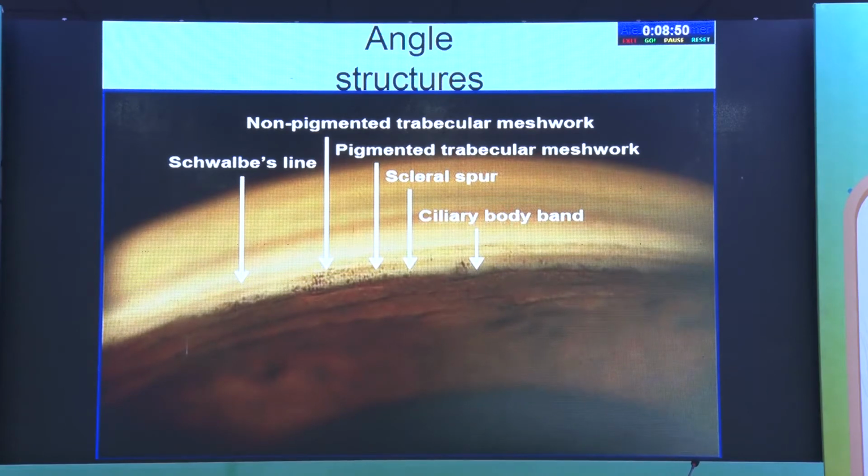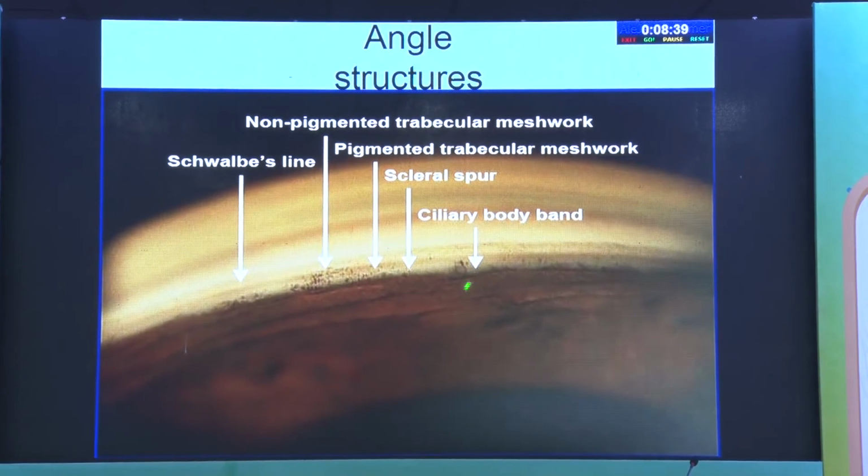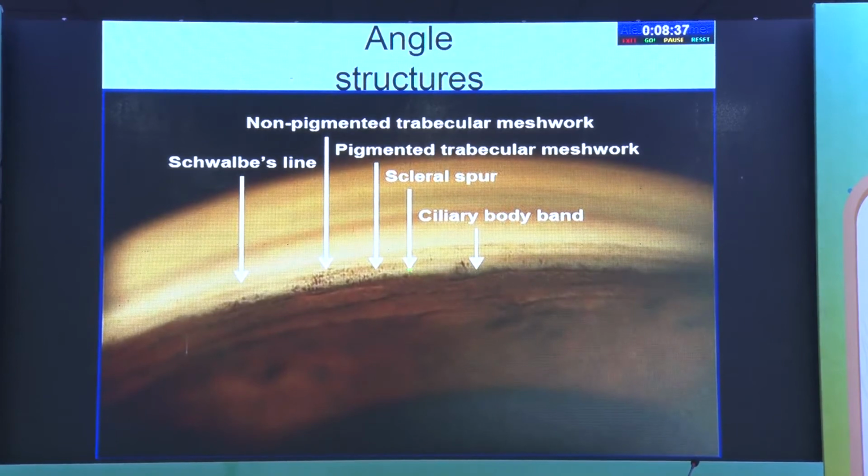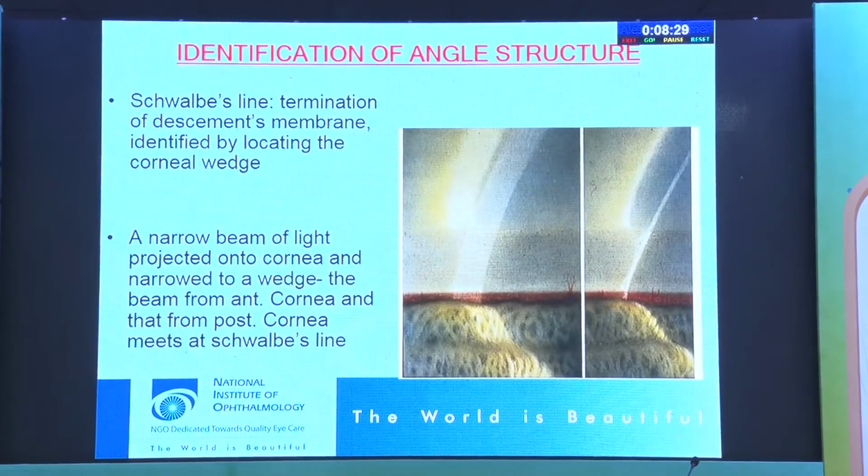I will again stress the point that whenever we are identifying the angle structures, go from posterior to anterior. If something is not visible, try to identify the scleral spur. If angles are nicely open, then the root of iris, ciliary body band, scleral spur, then pigmented TM, non-pigmented TM, and then the Schwalbe's line. This is how the angle structures are, and it is better to always go from posterior to anterior.